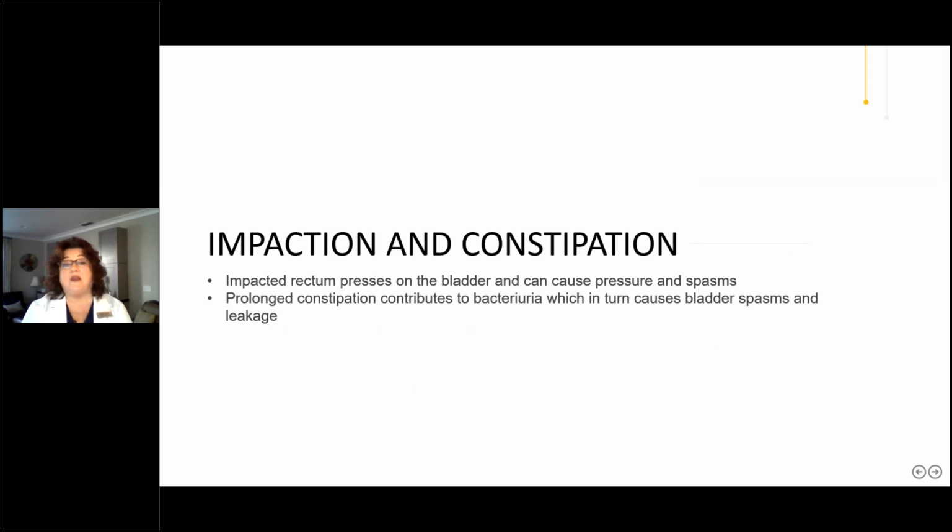Impacted rectum, that pushes on the bladder. That can cause the spasms and the pressure. The pressure causes the spasms, but prolonged constipation can definitely contribute to bacteriuria, which in turn causes the spasms and the leakage. So you've got the leakage from the bladder spasms, and all of that can be due to just simple constipation that hasn't been resolved.